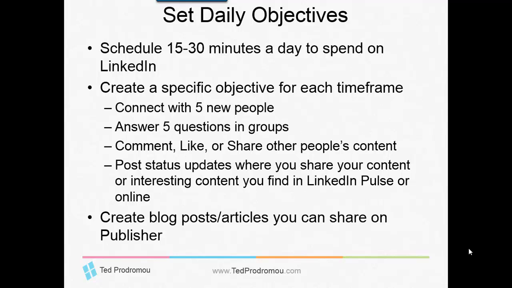So set daily objectives. This is a real key. I have a schedule. When I start out in the morning, I'll do like 15 minutes, and then I'll do maybe 15 minutes later in the day, but I'll get on there and I'll have a very specific agenda. I'll say I'm going to connect with people for the next 15 minutes, or I'm going to answer 5 questions in groups, or I'm going to join 3 groups. I'm going to comment, like, and share content. I'm going to post status updates, so I can find articles maybe in Wall Street Journal or Forbes or different places on the internet. I'll share them as status updates.